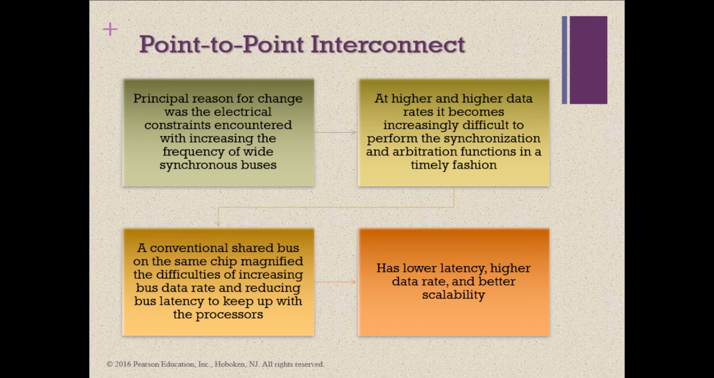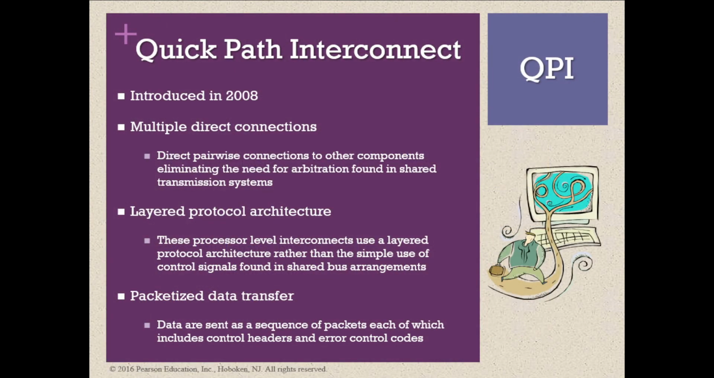First, we have the QPI, or the QuickPath Interconnect. In this section, we look at an important and representative example of the point-to-point interconnect approach, Intel's QuickPath Interconnect, or QPI, which was introduced in 2008. The following are significant characteristics of QPI and other point-to-point interconnect schemes. First, it has multiple direct connections. Multiple components within the system enjoy direct pairwise connection to other components. This eliminates the need for arbitration found in shared transmission systems.